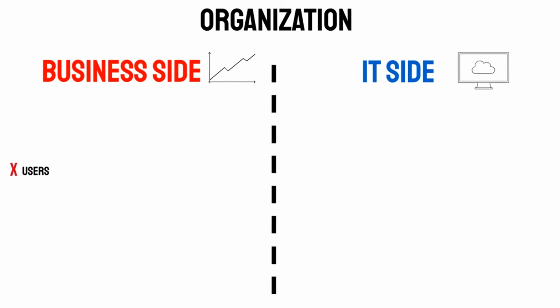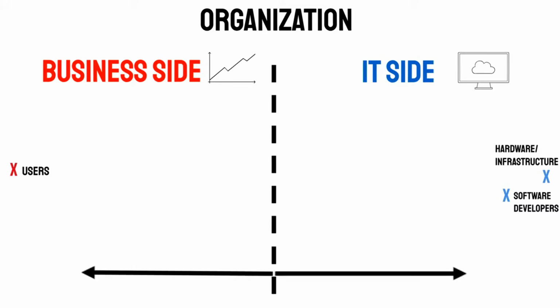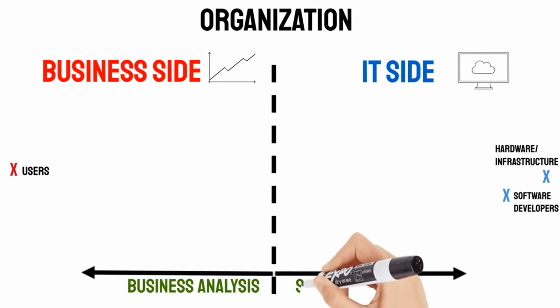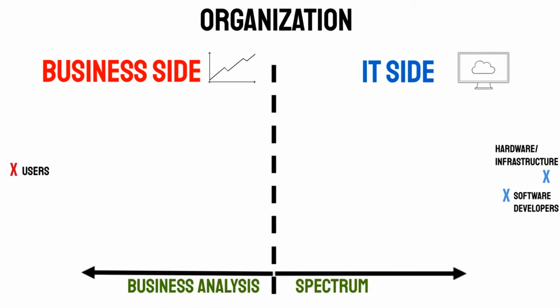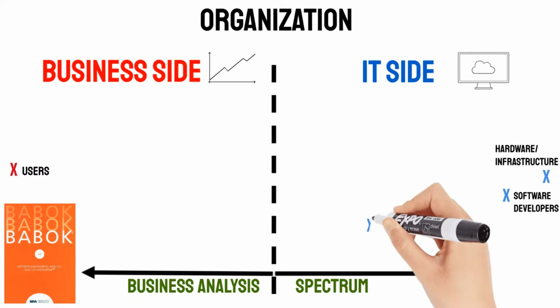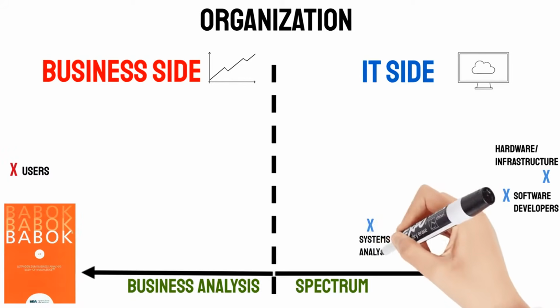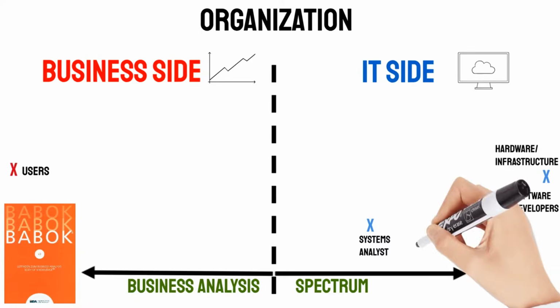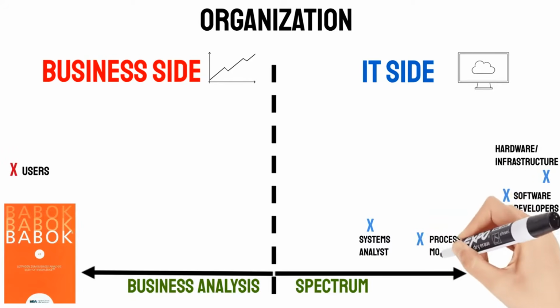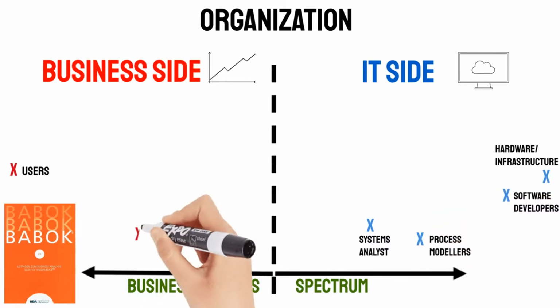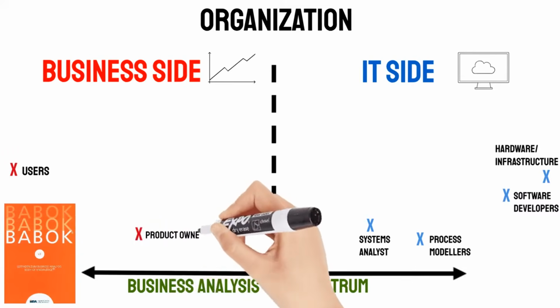On the other side, on the right of the spectrum, you will have people in IT, like people who are focused on the hardware or infrastructure, or software developers who are coding in Java, C, or whatever language. These are the two extremes. And now we have a beautiful midfield in between these two extremes, which is the business analysis spectrum. The Business Analysis Body of Knowledge, as I have mentioned before, describes different roles which act as business analysts, for example the systems analyst, process analyst, and the product owner, and many more. I have drawn these roles into this diagram here.